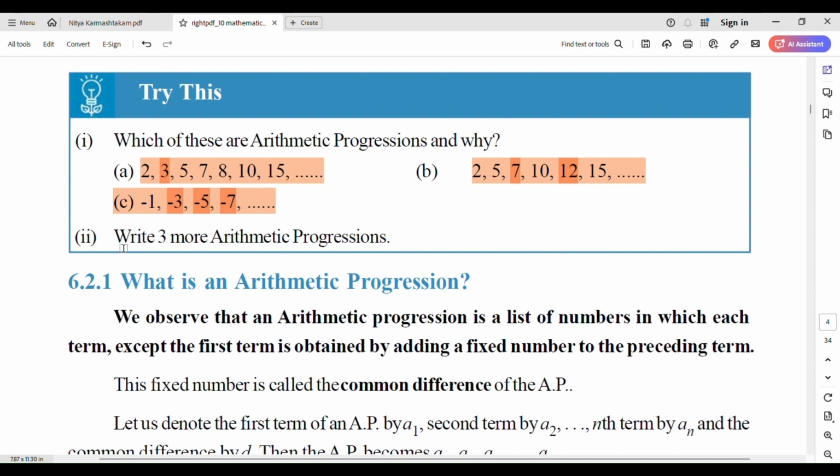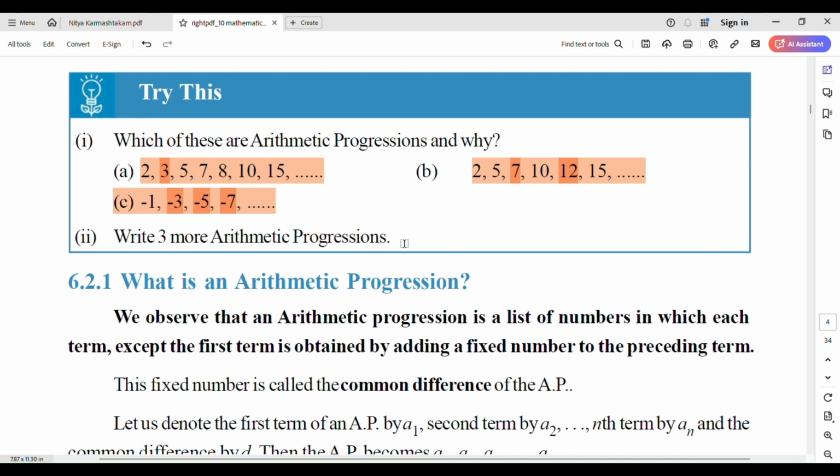Okay, similarly write 3 more arithmetic progressions. Actually, in mathematics, there are many examples you can give which are in arithmetic progression. What are they? All the natural numbers, for example 1, 2, 3, 4, 5, 6, 7. It is in arithmetic progression. All the even numbers, that is 2, 4, 6, 8. The common difference is 2 here.